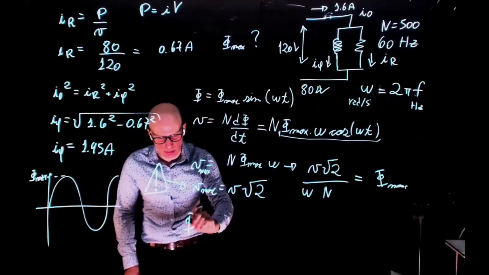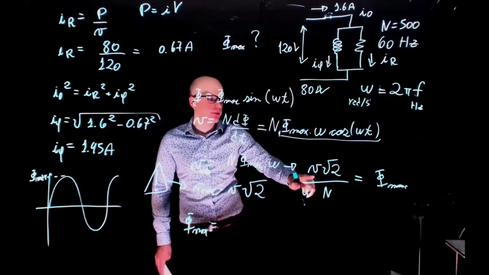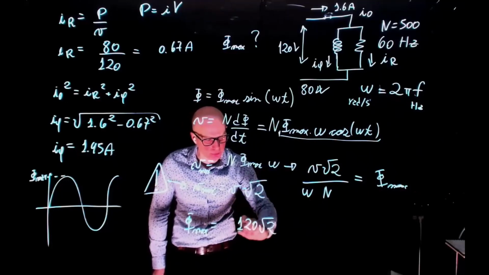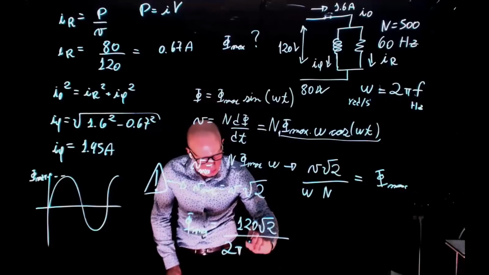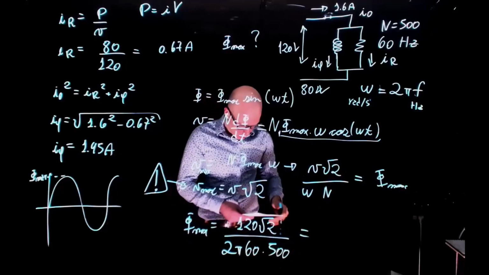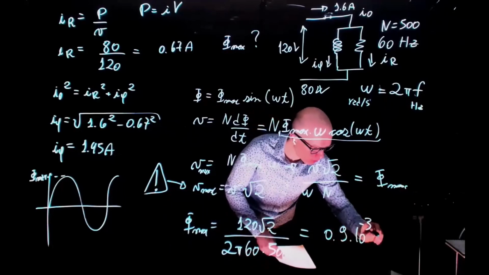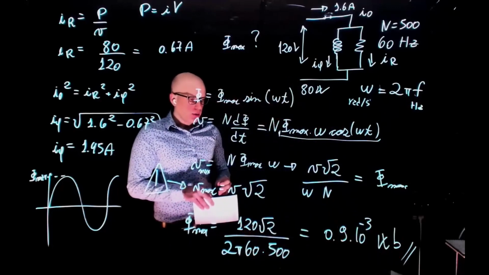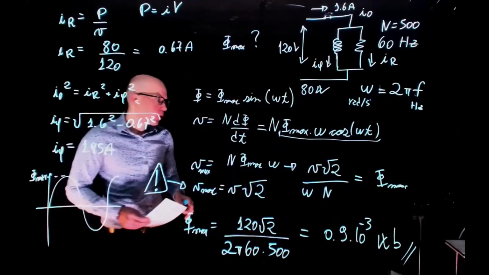Now our phi max can be finally calculated as V max, 120 times square root of 2, divided by omega, 2 pi times 60, times the number of turns, 500. And this gives 0.9 times 10 to the power of -3 Weber. And that is now the peak magnetic flux in the core of the transformer.